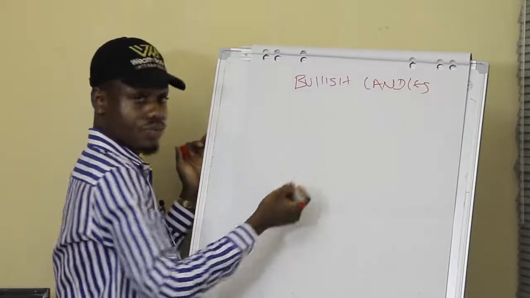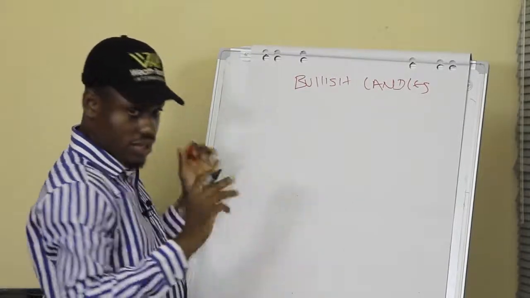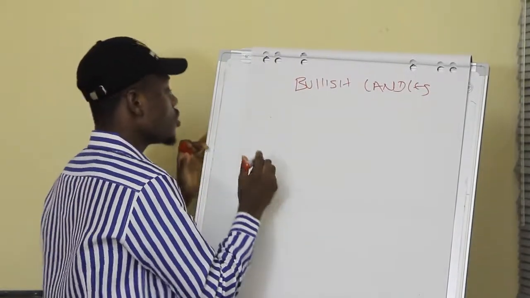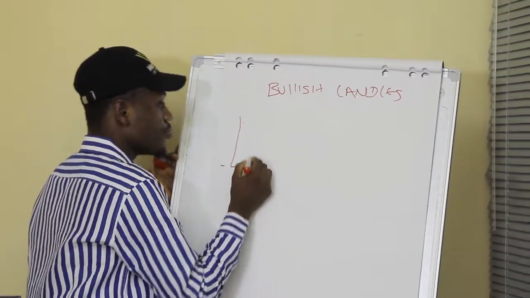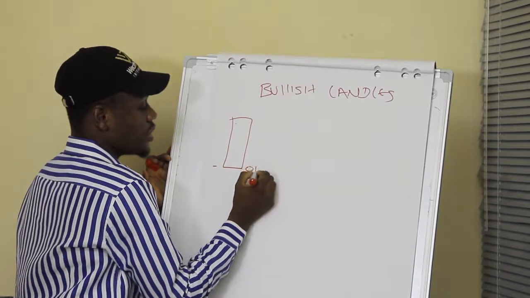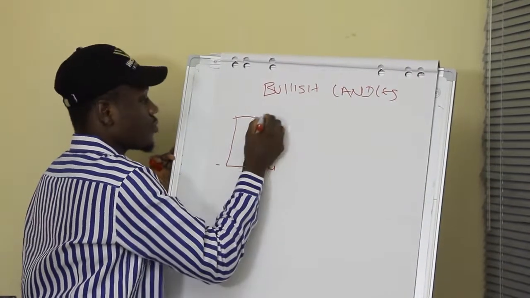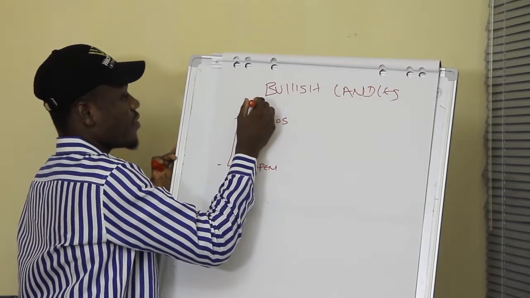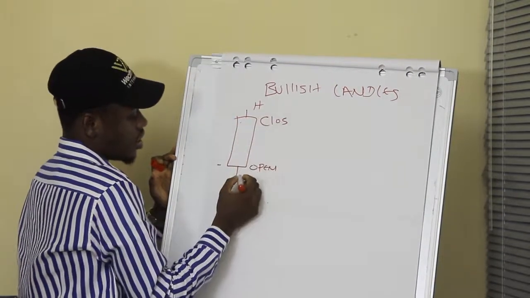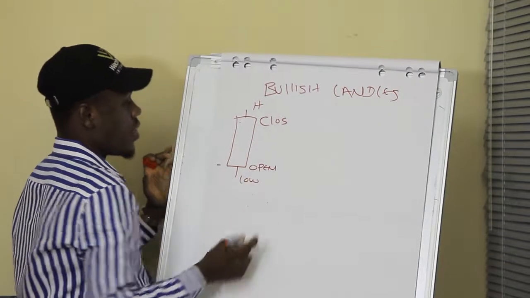Right, bullish candles. This is the major characteristic of a bullish candle. This is what makes it bullish. It started from down and ended up. So it opened here, we have a close here, then we have the high, and we have the low.